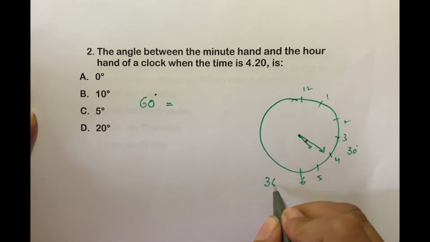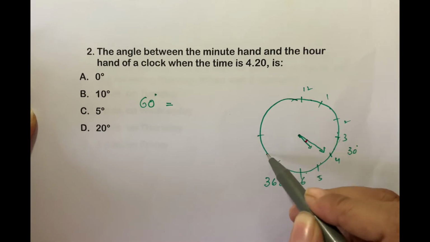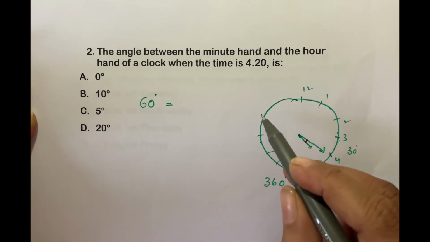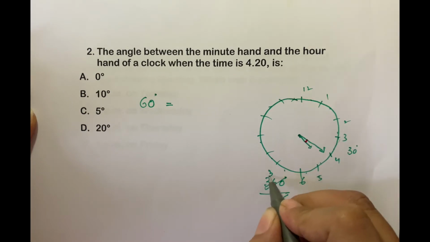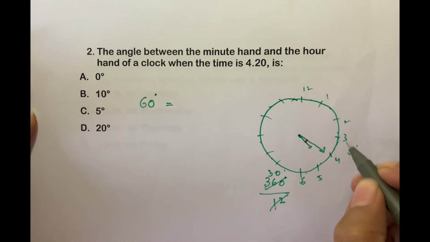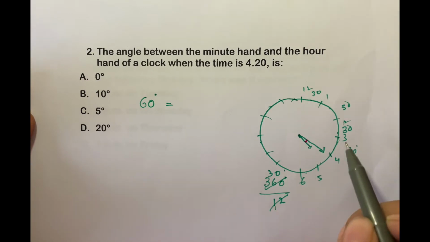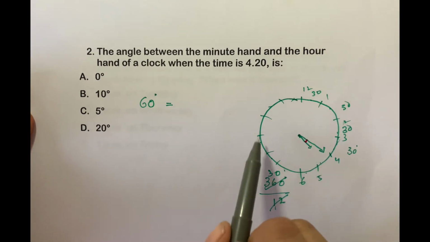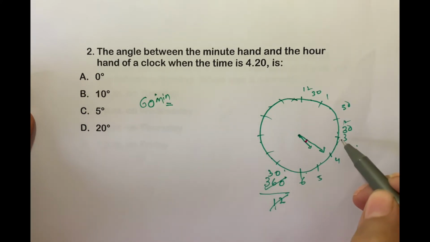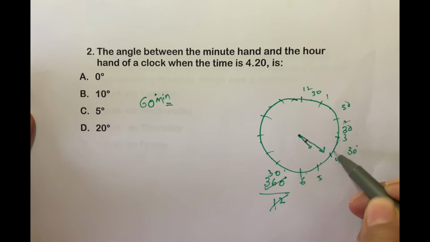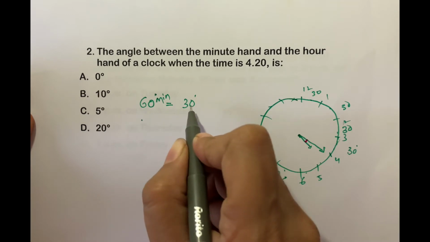is equal to 360 degrees and it has 12 parts: 1, 2, 3, 4, 5, 6, 7, 8, 9, 10, 11, 12. If you divide 360 by 12, you get 30. So each gap is equal to 30 degrees. This is 30, this is 30; every gap is equal to 30 degrees. So when the minute hand is covering 60 minutes, the hour hand is covering 30 degrees.